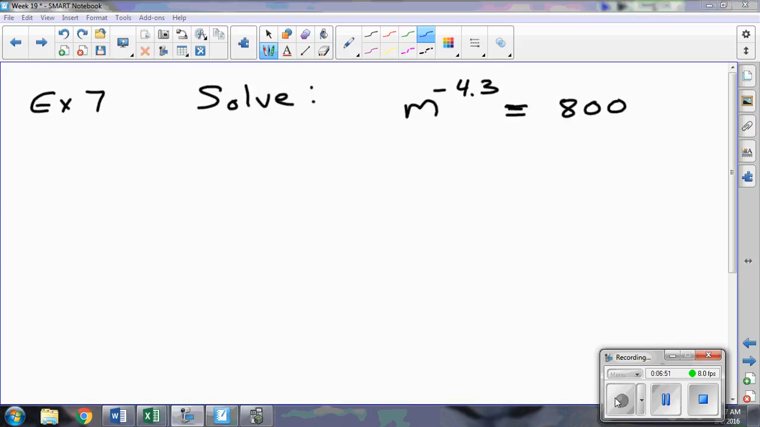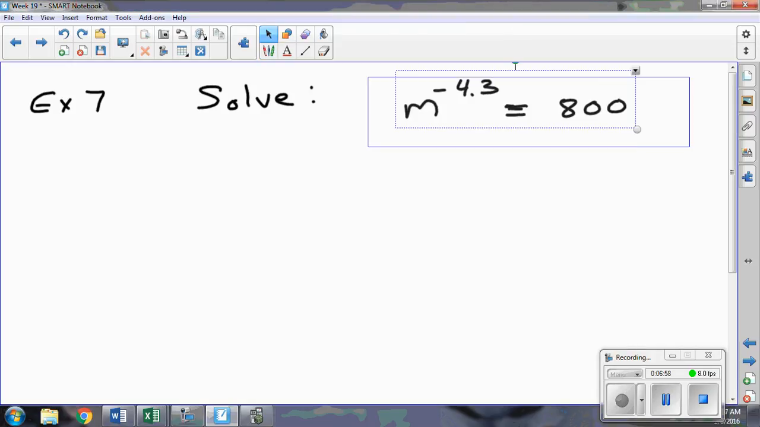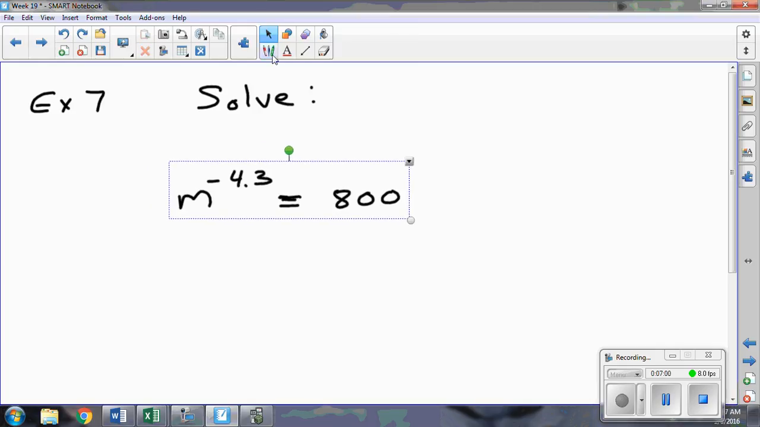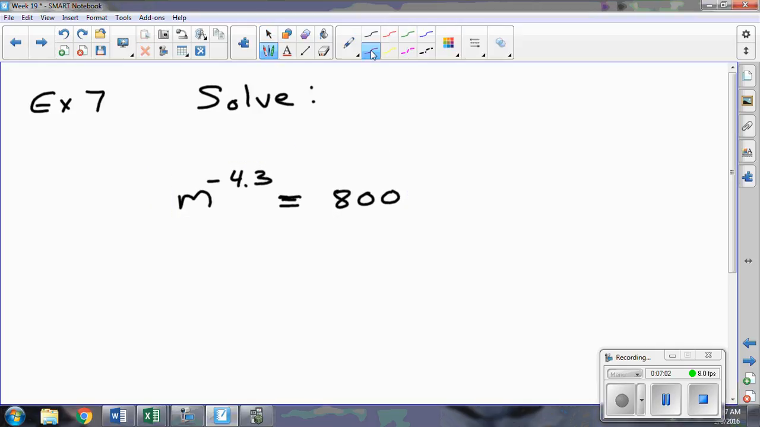Okay, so let's move on to solve this equation. What would you do? How do you get rid of the exponent?